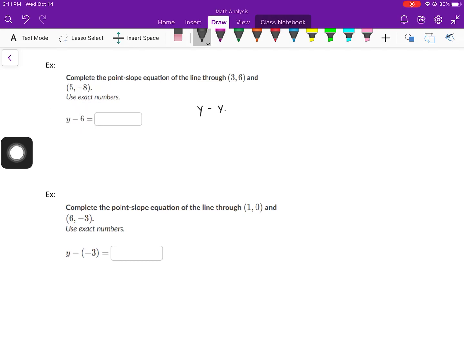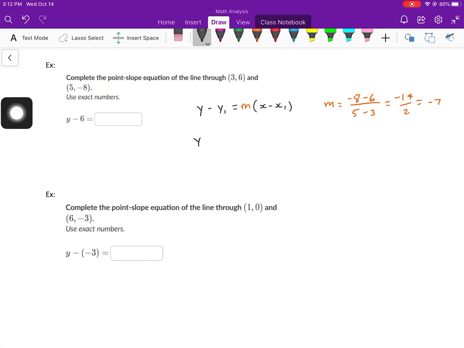So same thing, y minus y1 equals m times x minus x1. And so m is going to be y2 minus y1, so negative 8 minus 6 over 5 minus 3, which is negative 14 over 2, which is negative 7. So we'll have two different equations. If we use this one, y minus negative 8 equals negative 7 times x minus 5, which is y plus 8 equals negative 7 times x minus 5.